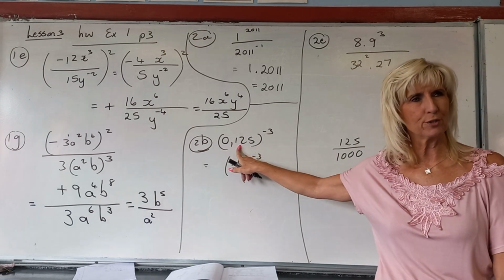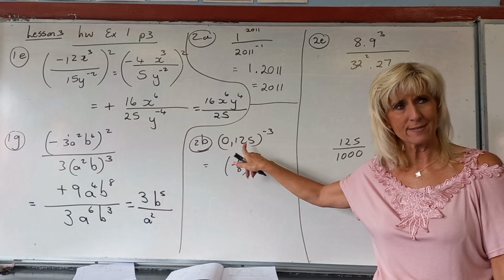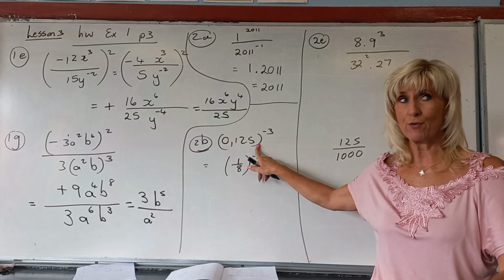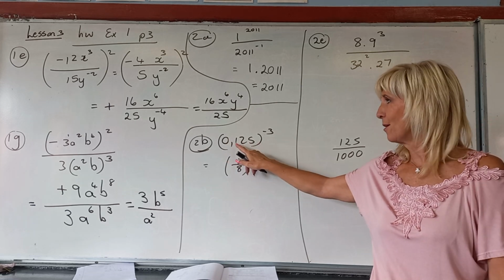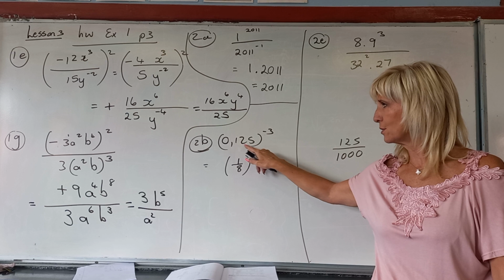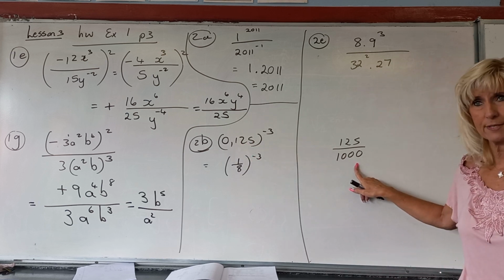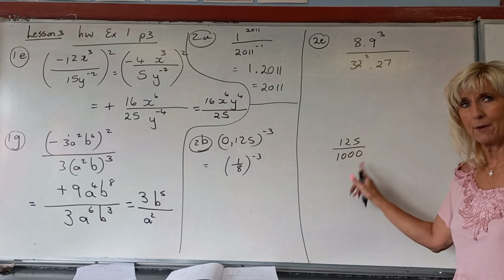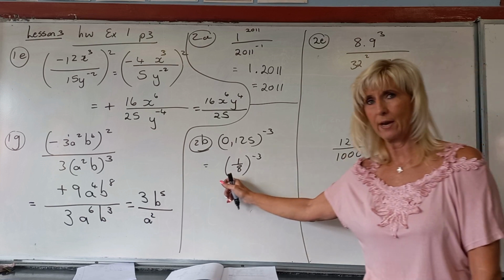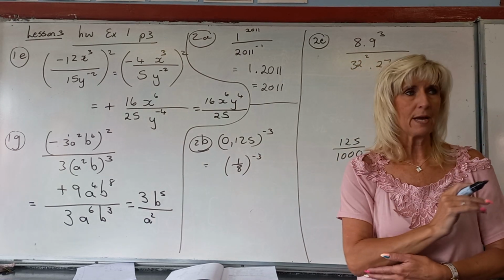You remember old school? Decimals. 0.125, that's great. 0.125 over 1, 2, 3 zeros, 1,000. And if you simplify and see how many times what goes into what, it's 1/8. Now to finish up here, what do you do?